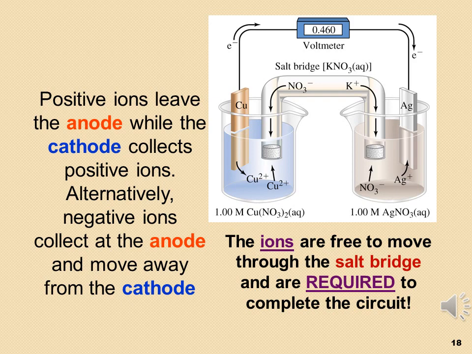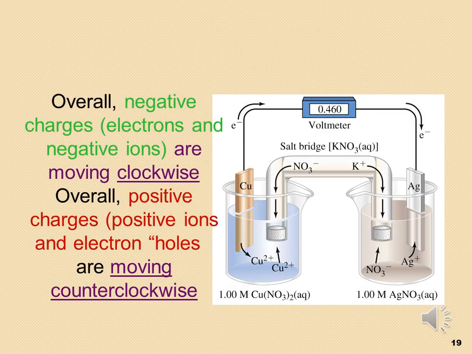Therefore, the electrons are being lost from the left hand side and are being gained from the right hand side. Overall, negative charges, or the electrons and negative ions, are moving clockwise from the left hand side to the right hand side as shown by the arrow. Positive charges, or the positive ions and electron holes, are moving counterclockwise.